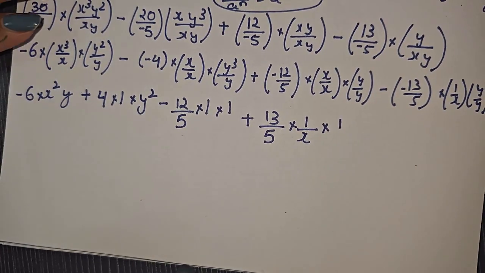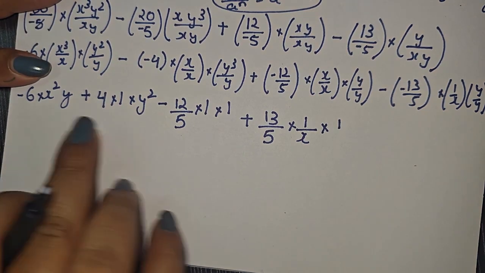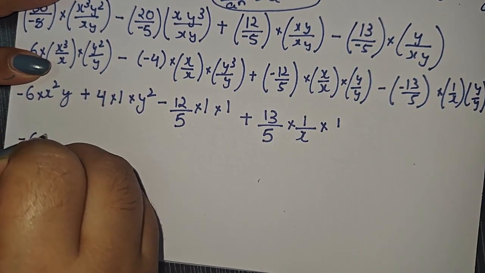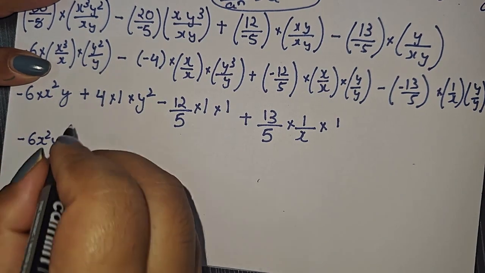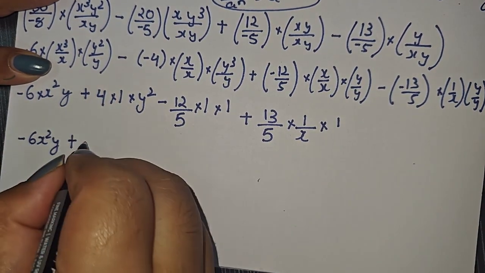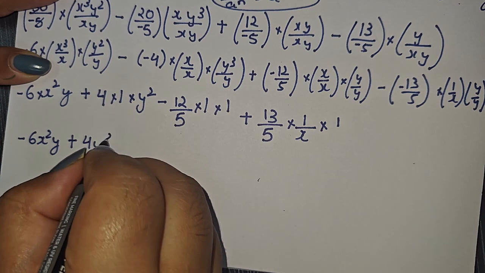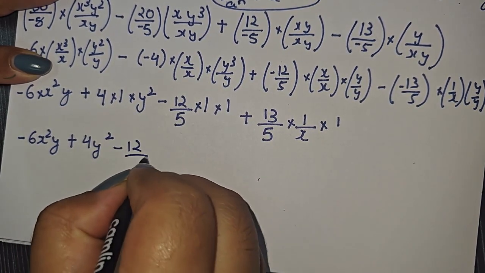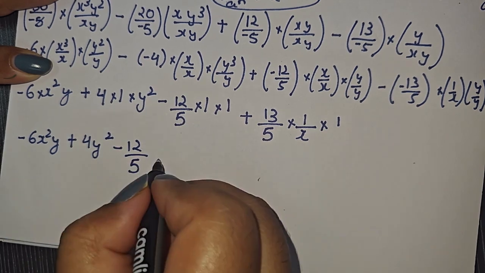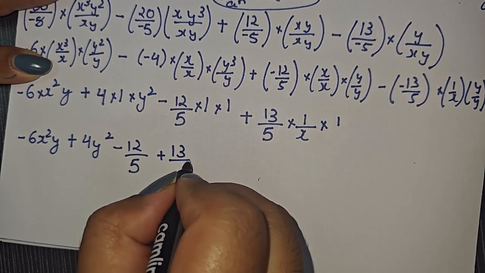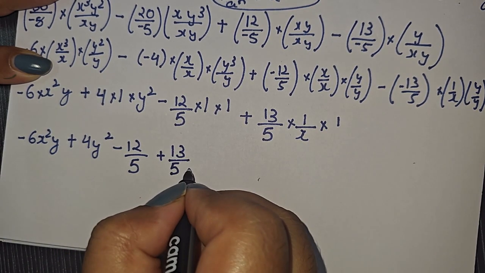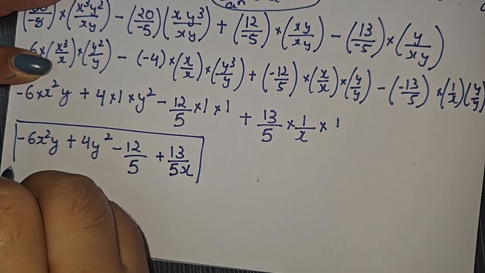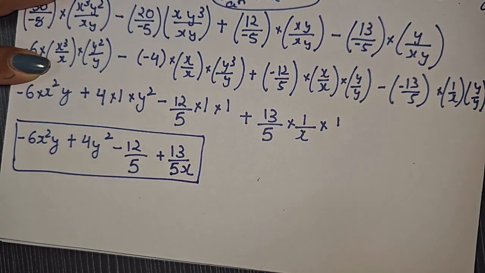Okay, so when we try to solve it, it will come up to minus 6x square y plus 4y square, minus 12 by 5, plus 13 by 5 into x. So this is your final answer.